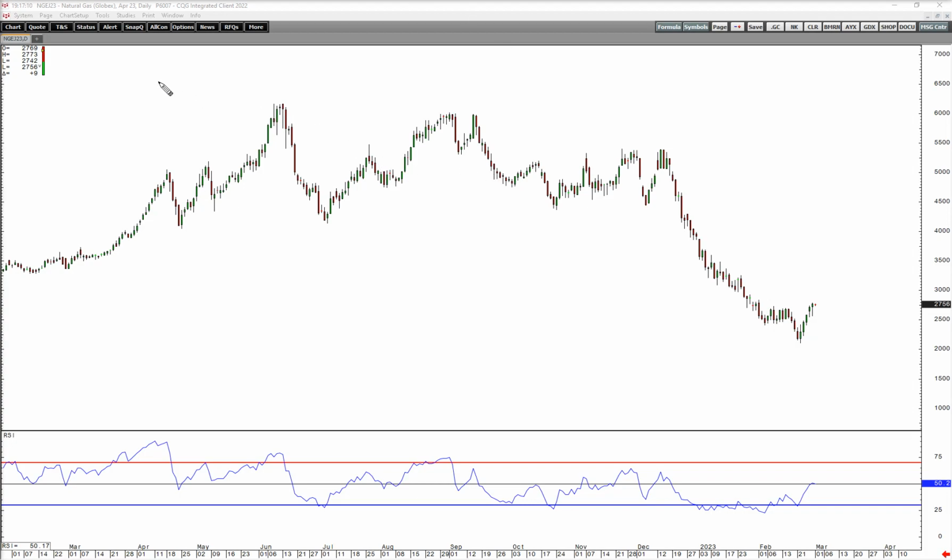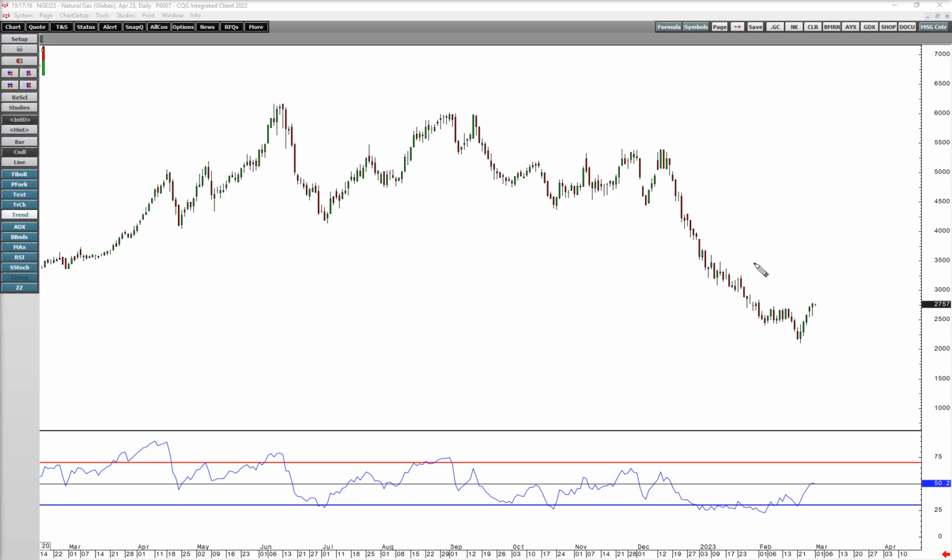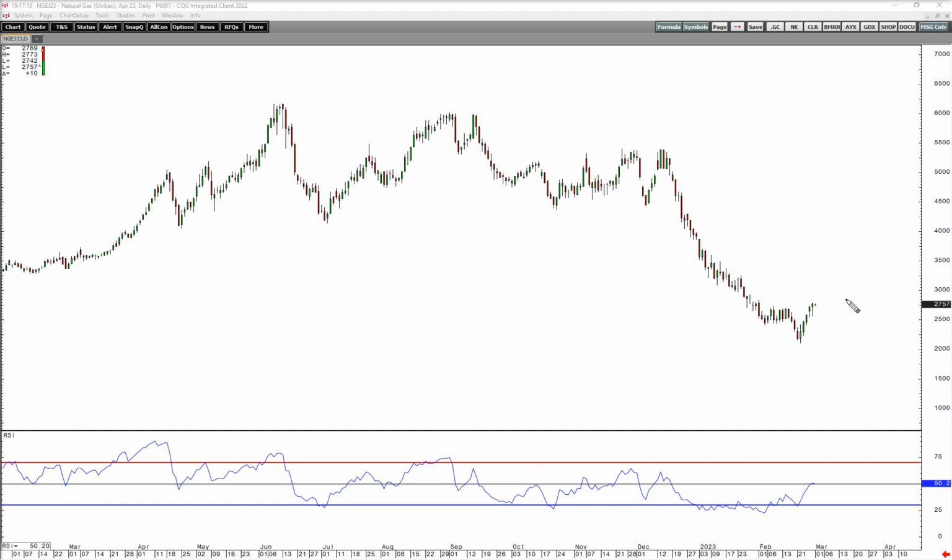I just wanted to point something out on the natural gas chart. This isn't new. This has been playing out over the last few months, but I will throw in a little trade that is setting up in the current time.